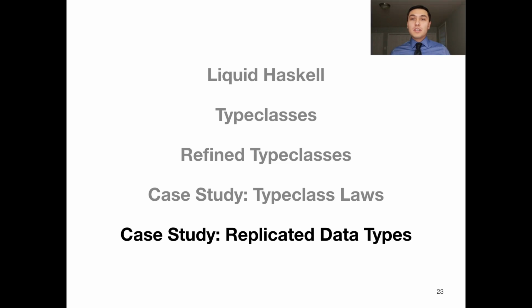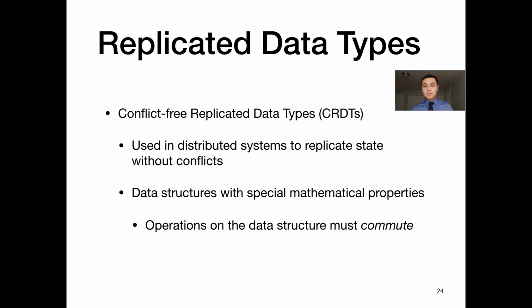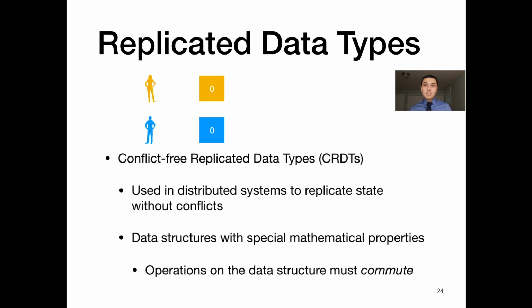We used our extension of Liquid Haskell to verify properties about replicated data types. Conflict-free replicated data types are used in distributed systems to replicate state across multiple nodes without conflicts. These data structures have special mathematical properties. Specifically, operations on these data structures must commute. As an example, consider the sum or counter CRDT.